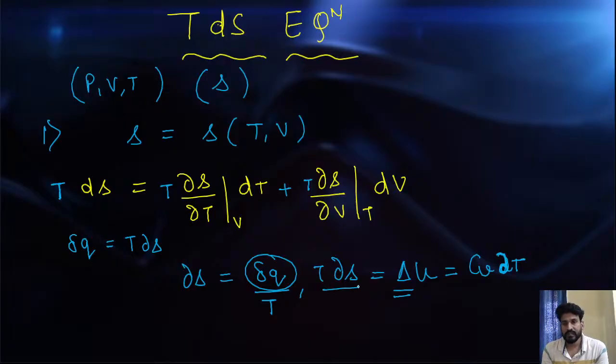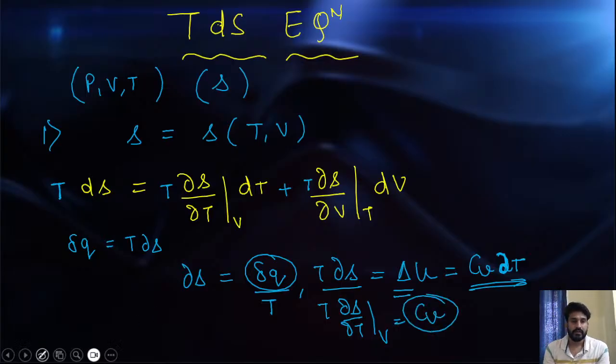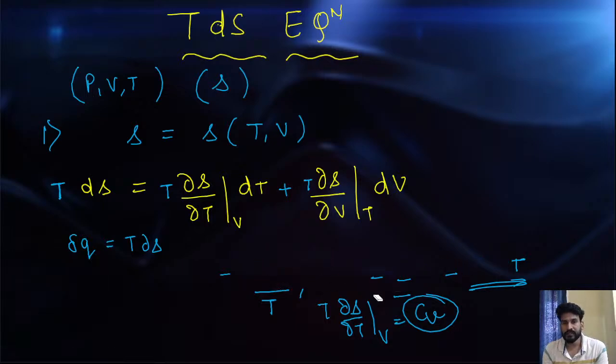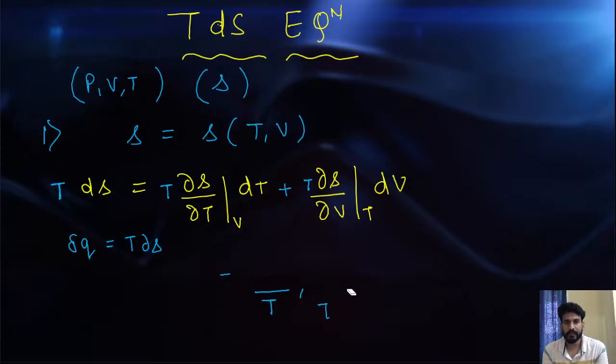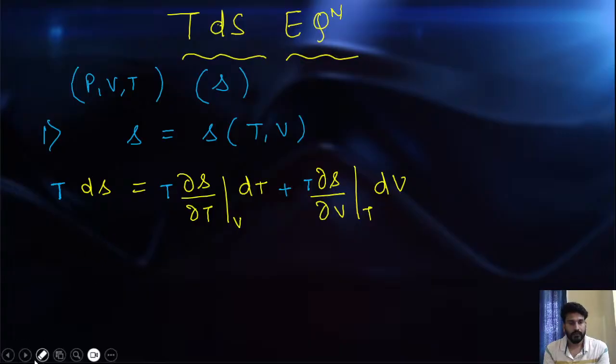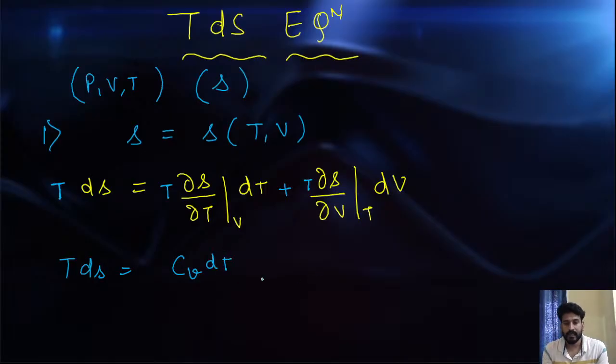Right? So if TdS is equal to Cv dT, then T del S over del T, keeping volume constant, is nothing but Cv. Okay, so this is the manipulation I have to do. So TdS is equal to T del S over del T at constant volume, which is Cv dT, plus T del S over del V at constant temperature into dV. And del S over del V at constant temperature is my del P over del T, keeping volume constant.